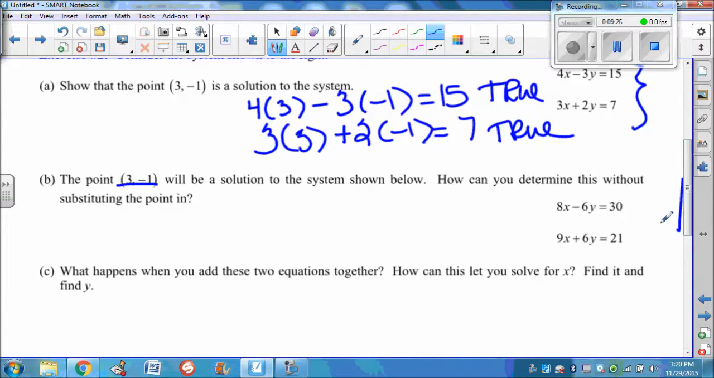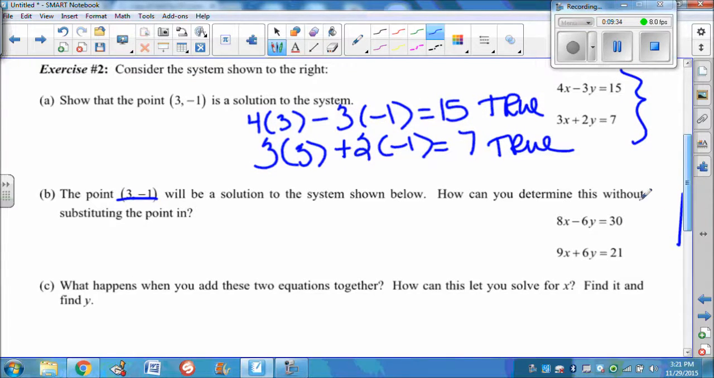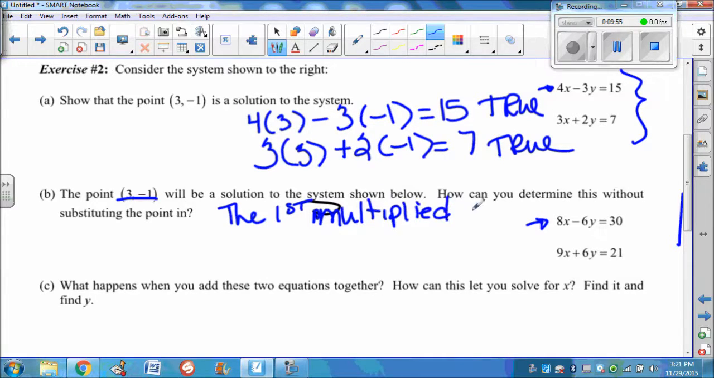that's going on there? So hopefully you were able to see that comparing the first equations, okay, this is just a multiple of 2 to this first one. If you took and multiplied this whole first equation by 2, you'd get this equation. Okay, so the first equation multiplied by 2. Okay, that's a property of equality. We multiplied that whole equation, so that's an equivalent equation.